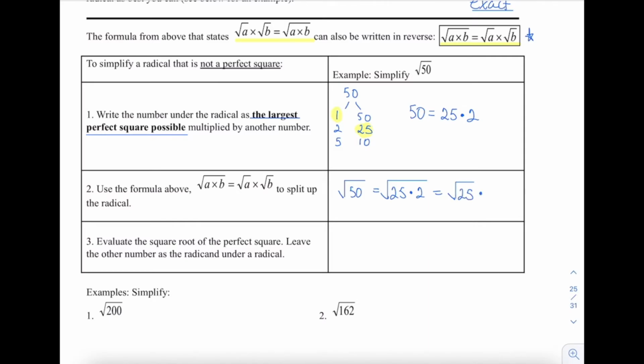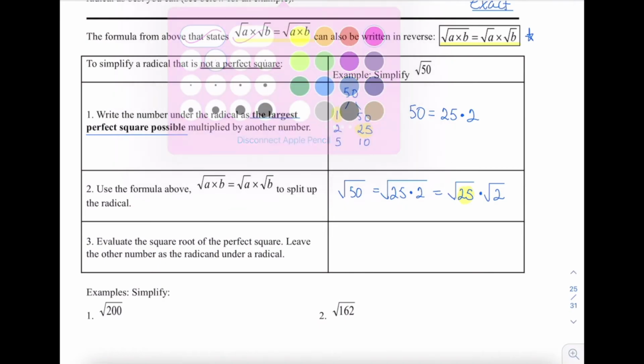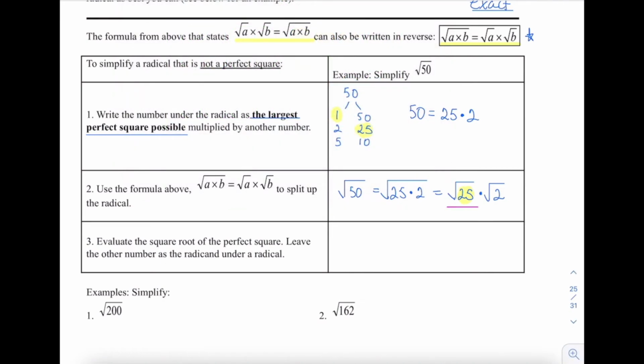And if we've done this correctly, what we'll notice is one of these things is a square root of a perfect square. And I can actually evaluate this. So this is something we know. What is the square root of 25? Well, now I can write root 50 as, because I know the square root of 25, that's just 5. And this becomes 5 times the square root of 2. And I don't have to write the multiplication symbol.